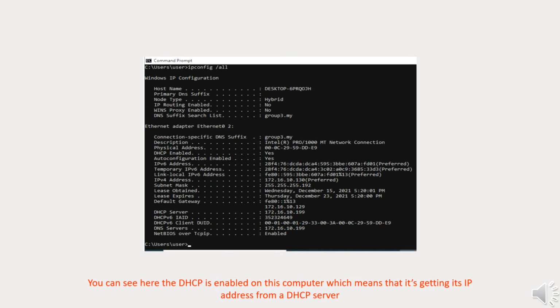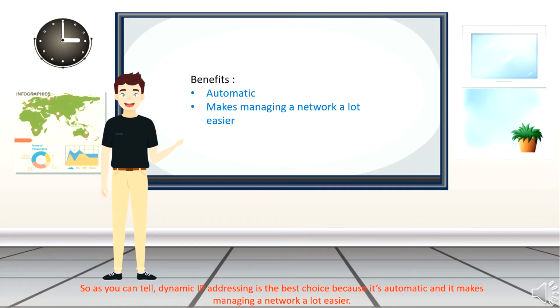You can see here the DHCP is enabled on this computer, which means that it's getting its IP address from a DHCP server. You can see the IP address here along with the subnet mask, default gateway, and DNS server. All of these settings were given by the DHCP server. So, as you can tell, dynamic IP addressing is the best choice because it's automatic and it makes managing a network a lot easier.